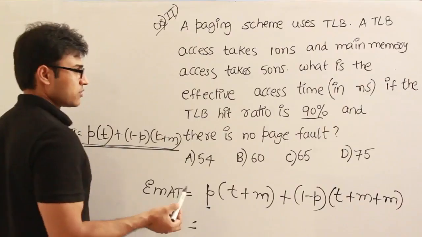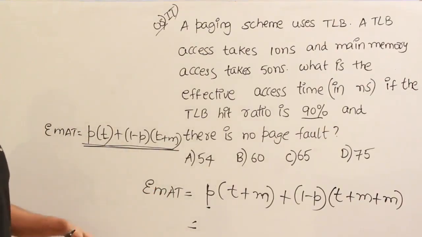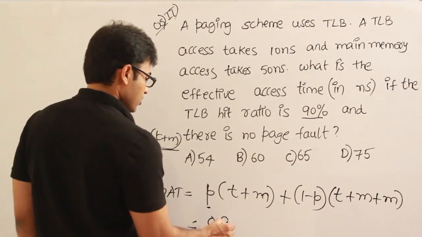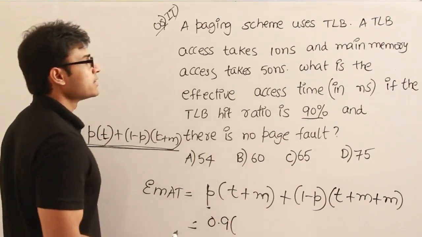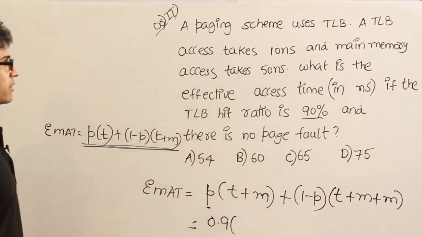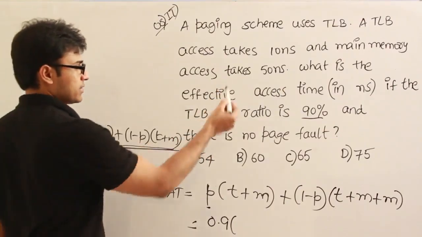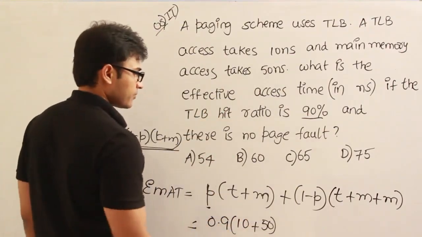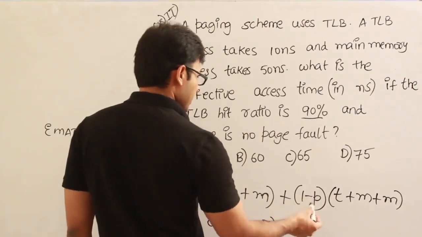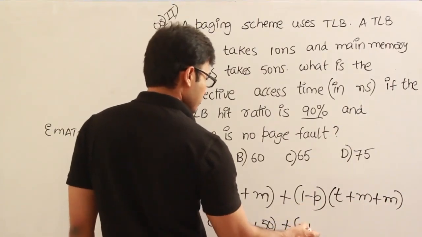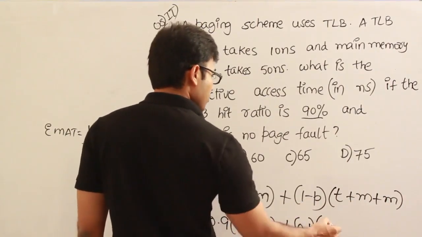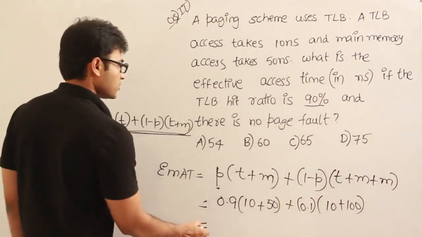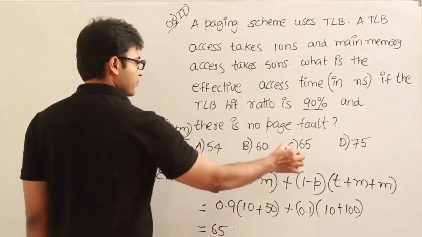P is 90%. So whenever they give percentages, you better convert them into fractions. What is 90%? 0.9. 0.9 into T, where T is the TLB access time. So T is 10, plus M, the memory access time, which is 50, plus 1 minus P, which is 0.1, into T which is 10, and then 100. So if you solve it, you are supposed to get 65.